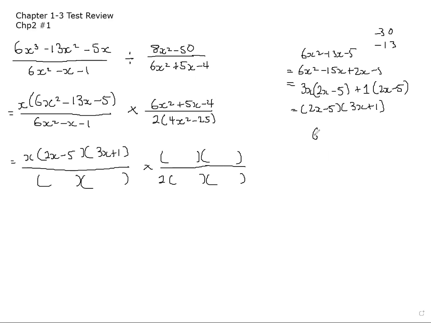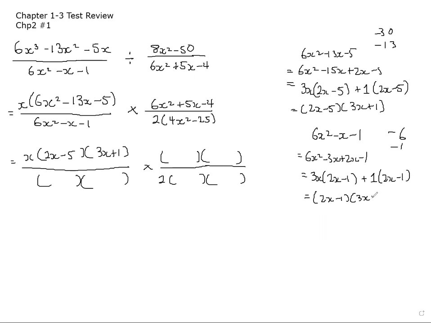Let's do the denominator now. 6x squared minus x minus 1. Two numbers that multiply to negative 6, but add to negative 1. That's going to be negative 3 and 2. Again, I am going to common factor from the first two terms, leaving me 2x minus 1, and common factor from the last two terms, which I can't, so it's just 1, leaving me 2x minus 1 and 3x plus 1. So the denominator here is 2x minus 1, 3x plus 1.